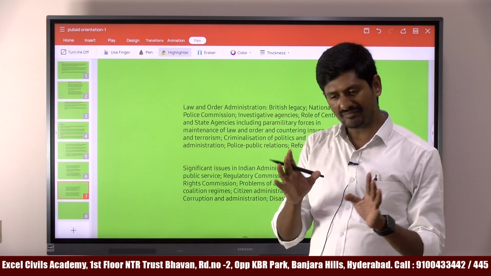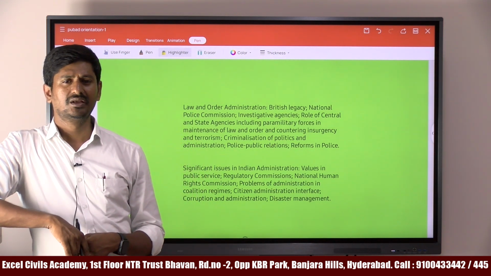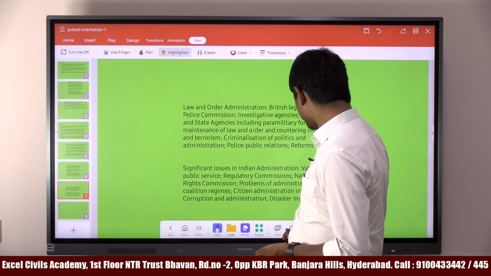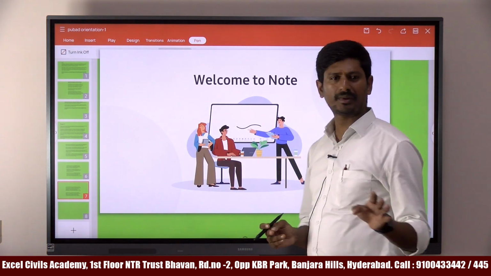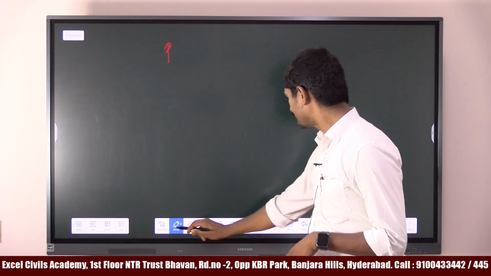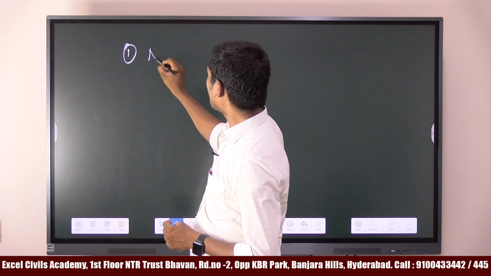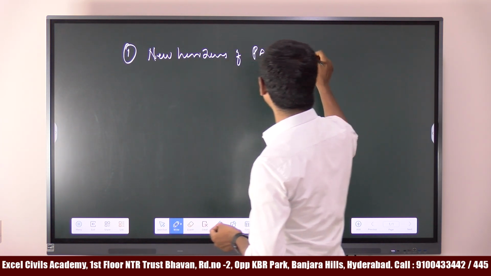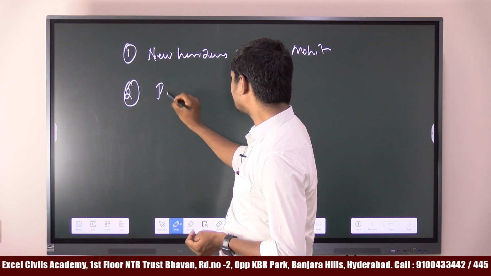And even the sources are very well defined for public administration. When you study paper 1, what is the book list for paper 1, and what can be the book list for paper 2? For paper 1 we have very good books. One is New Horizons of Public Administration by Mohit Bhattacharya. We have another important book, Public Administration by Poli Naidu.